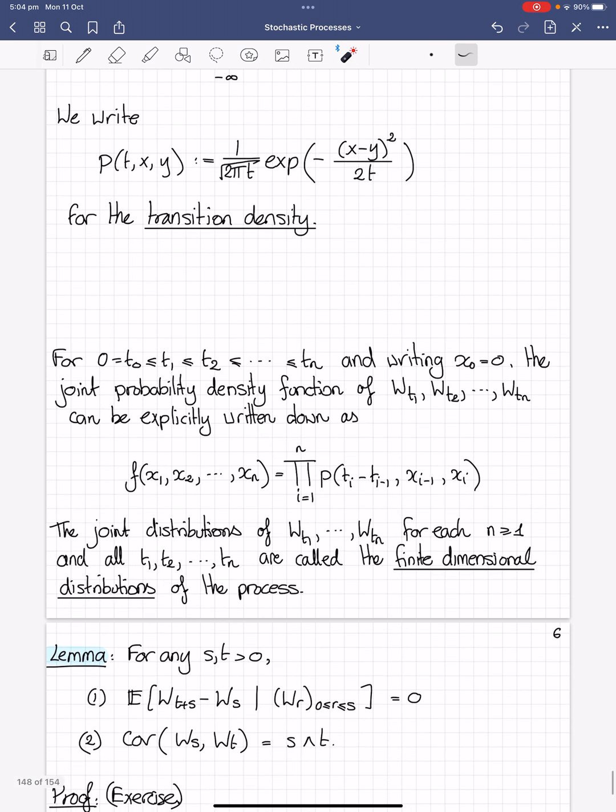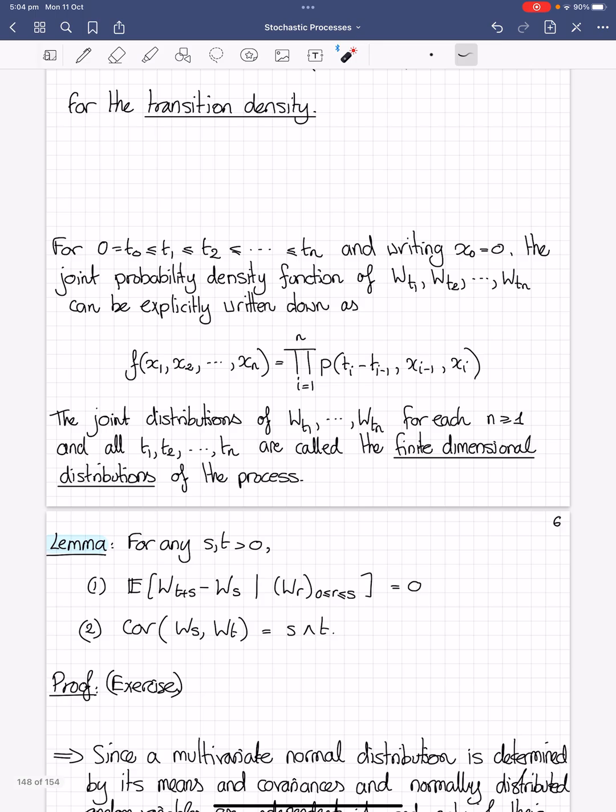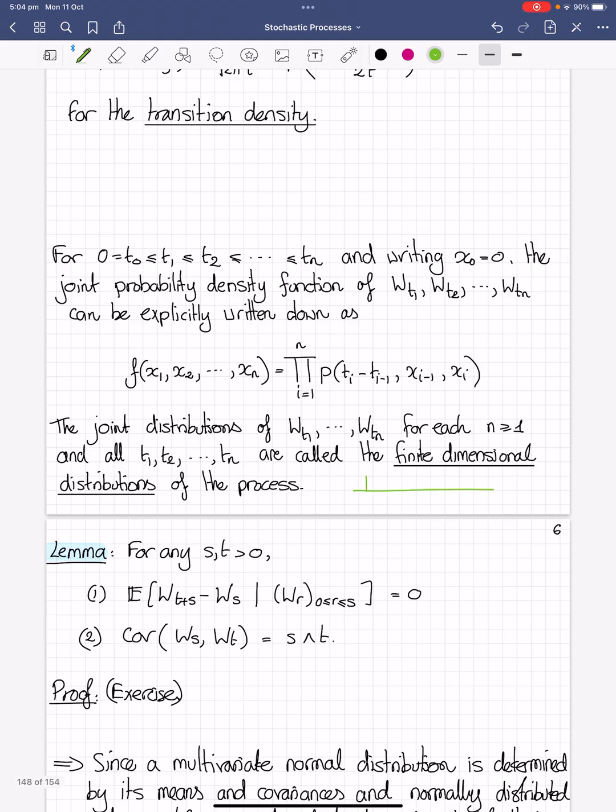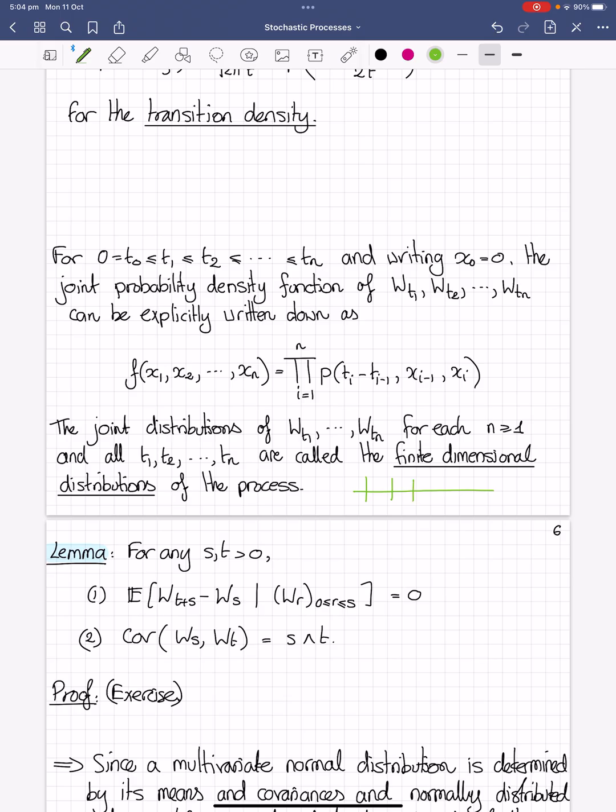Okay, so maybe I should draw a picture. It basically means that these finite dimensional distributions are, we look at the Brownian motion at various time steps, and they don't have to be uniform, and that all of the distributions here, sorry, bad drawing here. Okay, and these are going to be the finite dimensional distributions of the process.